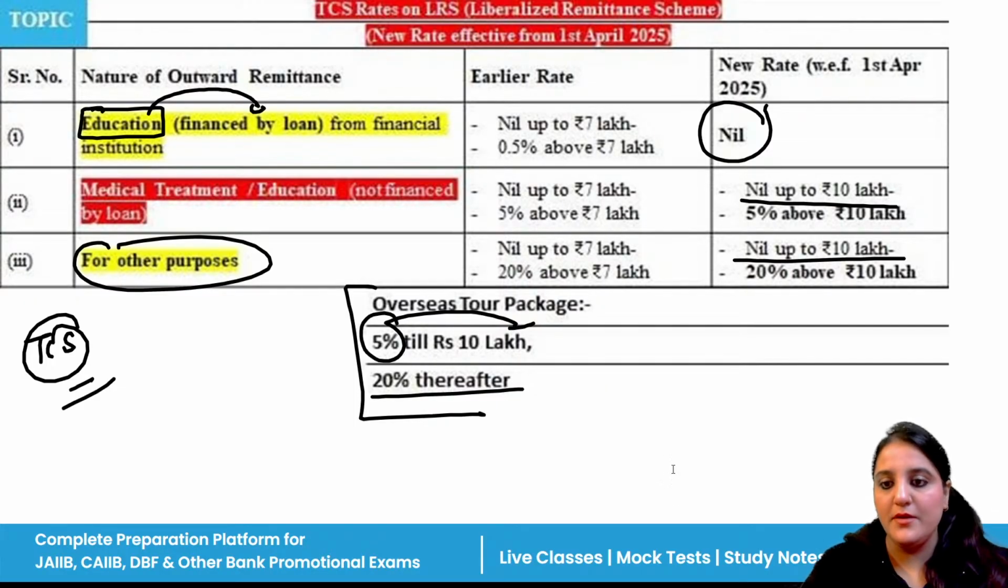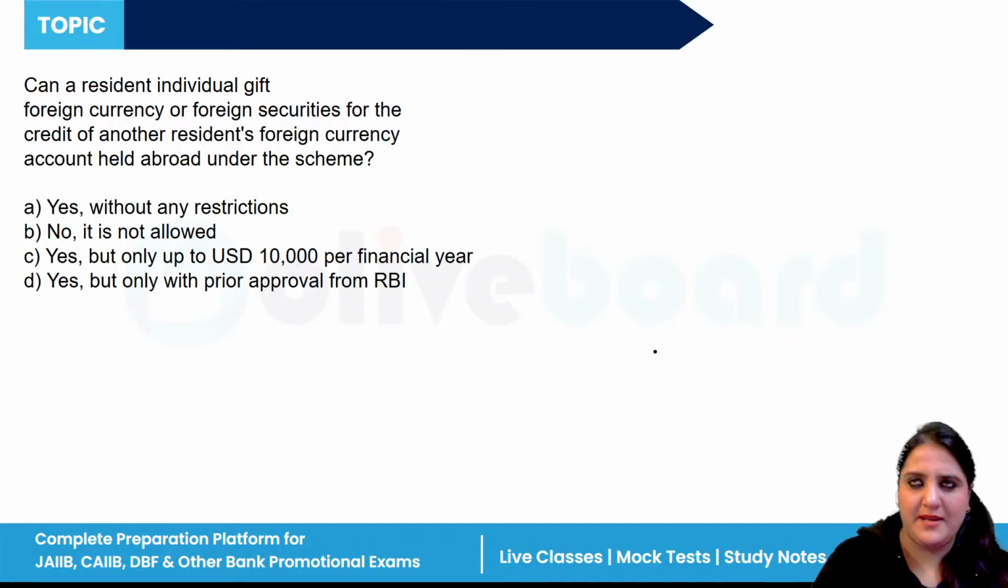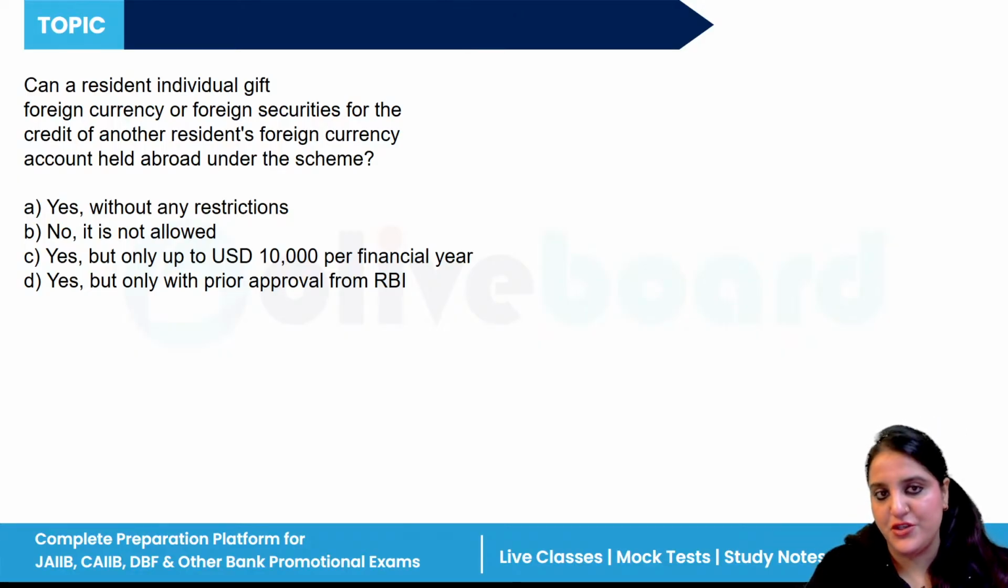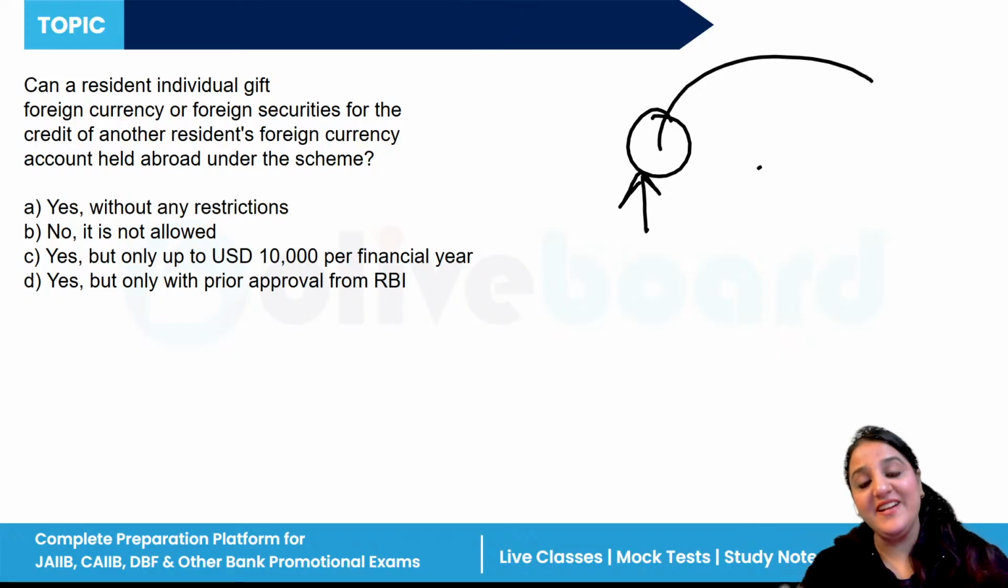Okay. Now, let's move to the questions where we will do some numericals and some study-based questions. Can a resident individual gift foreign currency or foreign securities for the credit of another resident foreign currency account held abroad under the scheme? Can a resident individual gift foreign currency for the credit of another resident foreign currency account abroad under the scheme?